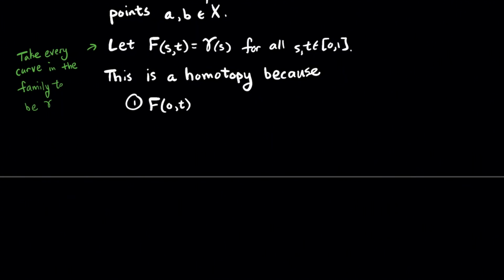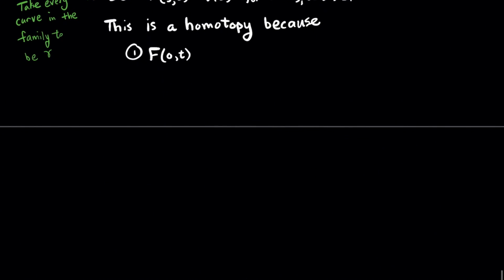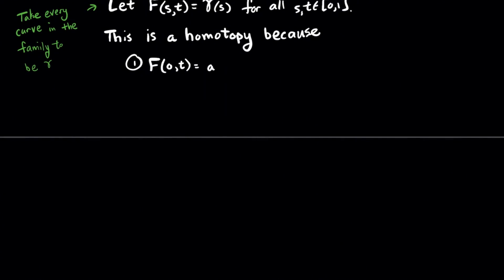And so why is this a homotopy? Well, we have to make sure that it satisfies the four conditions from the definition. So when you plug in 0 for s, well, you just get A, because you're always at gamma 0.